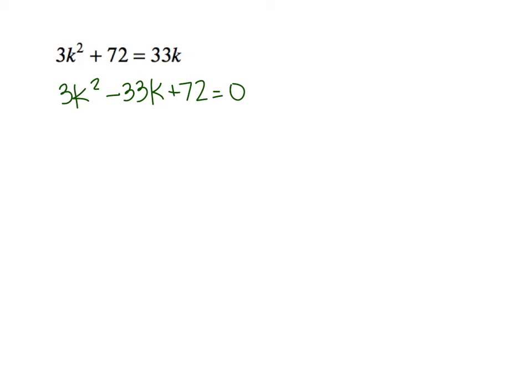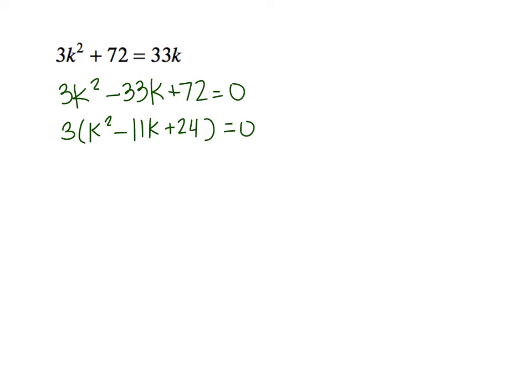So looking at this already, I can tell that I can make this a lot simpler for myself. 3, 33, and 72, they're all divisible by 3. So I'll just factor out 3 first. So since these are all divisible by 3, I'm able to see this. Okay, so we have k squared minus 11k, because 33 divided by 3 is 11. 72 divided by 3 is actually 24. So now I have a trinomial that's way easier to factor.